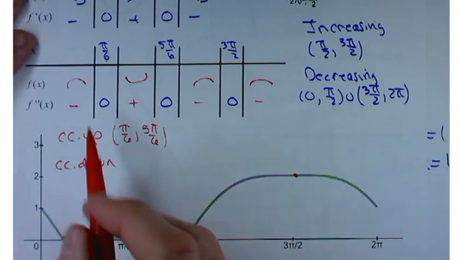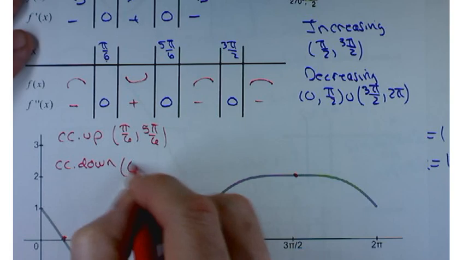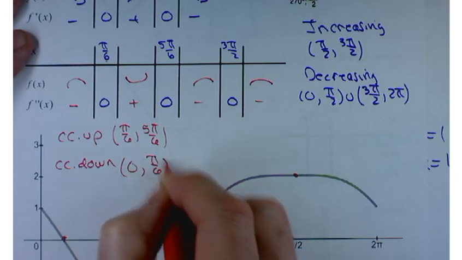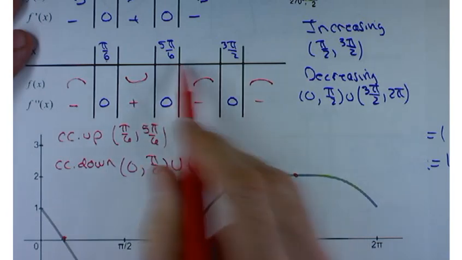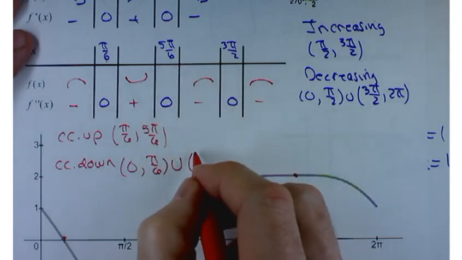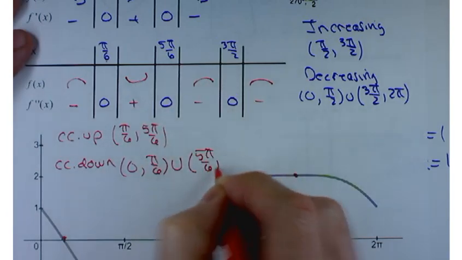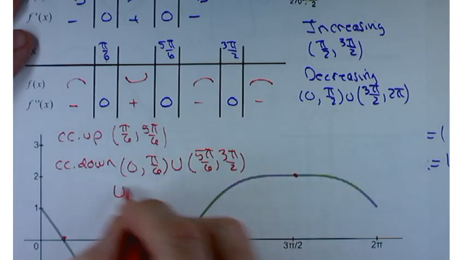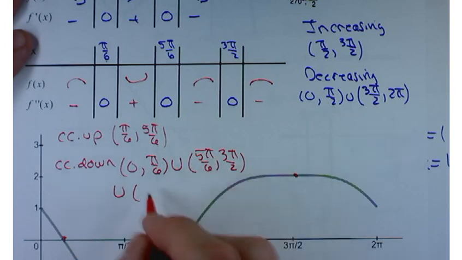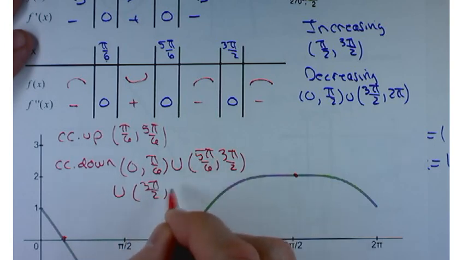And I'm just going to list them. It's concave down from 0 to pi over 6, union 5 pi over 6 to 3 pi over 2, union 3 pi over 2 to 2 pi.